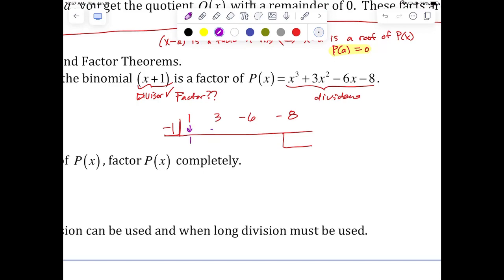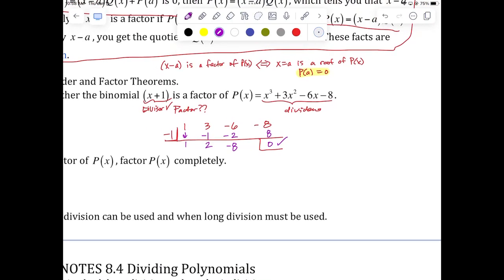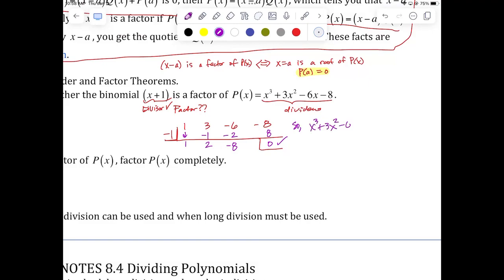Bring down the 1, you multiply, you get negative 1. 3 minus 1 is 2. 2 times negative 1 is negative 2. That gives us negative 8. Negative 8 times negative 1 is 8. 8 minus 8 is what? 0. I got a remainder of 0. So is it in fact a factor? Yep. So here's what this means. That means that x cubed plus 3x squared minus 6x minus 8 happens to equal x plus 1 times some other function f of x, which will be a quadratic.